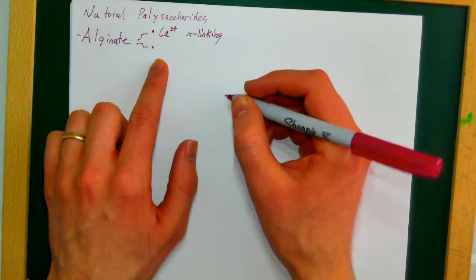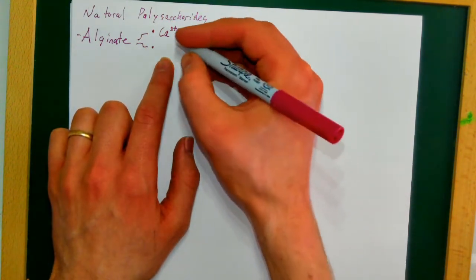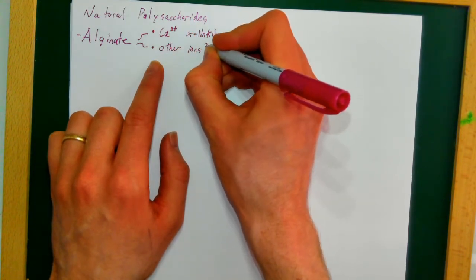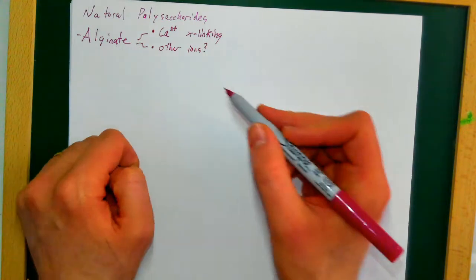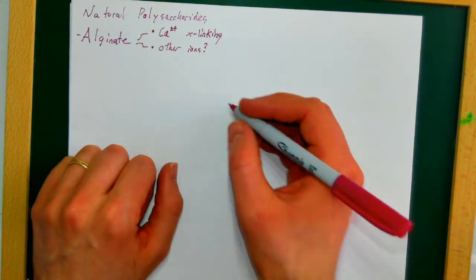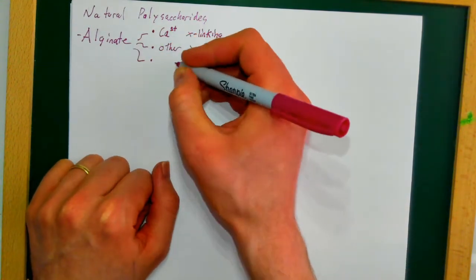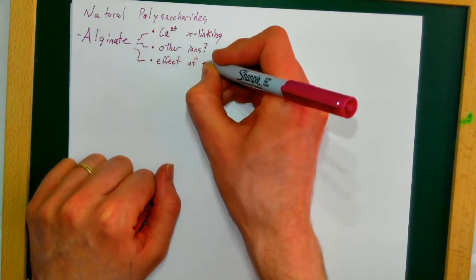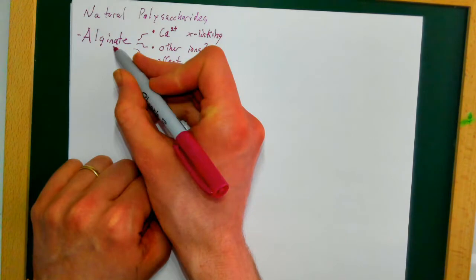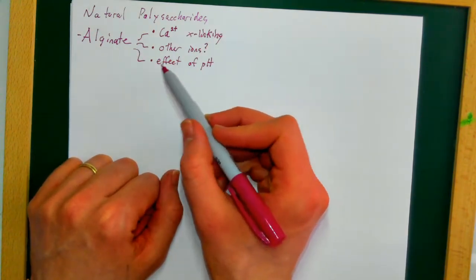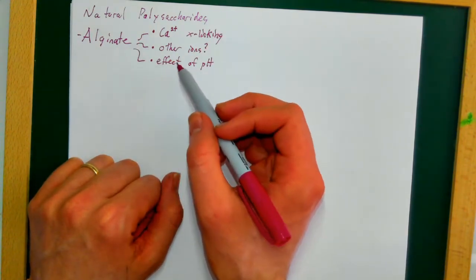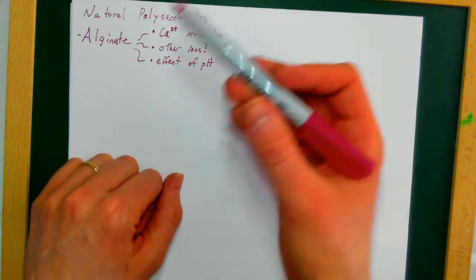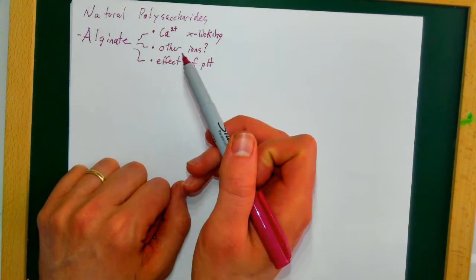We're also going to make some discussions of whether other ions could potentially cross-link alginate. And then finally, we're going to talk about the effect of pH on the gelation of alginate. And this is a really cool application because you can basically create pH responsive hydrogels with alginate and other molecules as well. And you can use these for drug delivery.